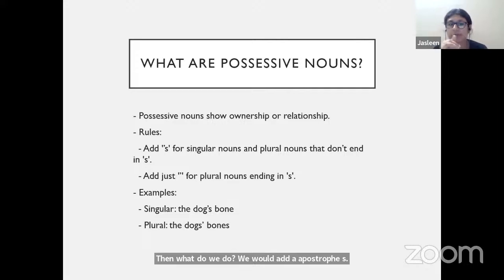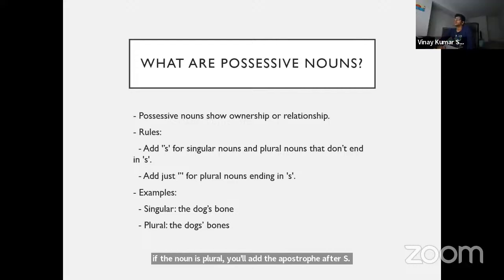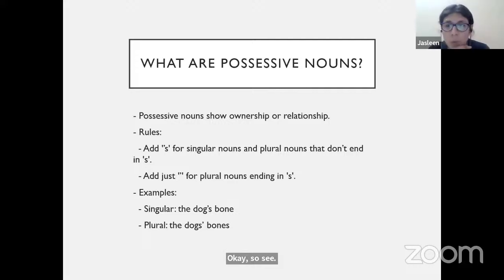Now, this is also different. The position of the apostrophe is very important. If the noun is singular, you will add the apostrophe before the s. And if the noun is plural, you'll add the apostrophe after the s. Okay? So you can see the example: singular, the dog's bone; plural, the dogs' bones. Okay?